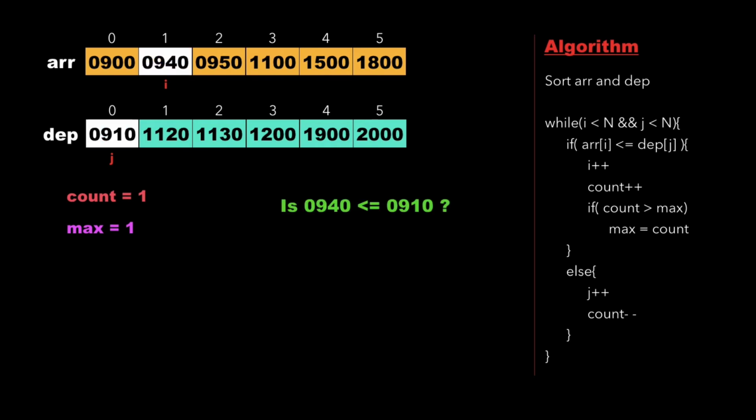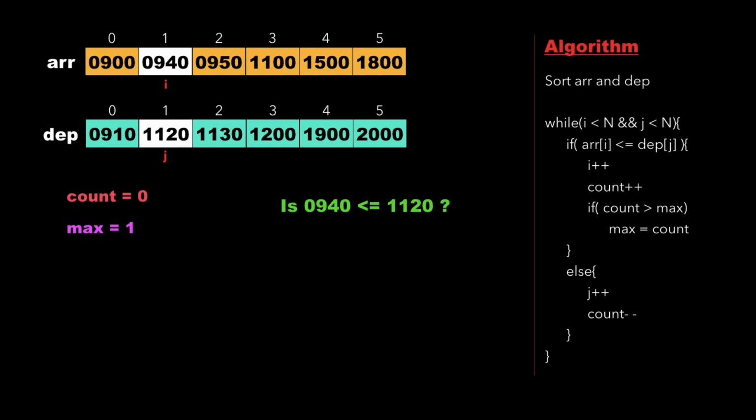That is, we check whether 9:40 is less than or equal to 9:10, and since it is not, we are in the else part and we increment j as well as decrement the count value. So the updated count value is 0. And again we check whether arrival of i is less than or equal to departure of j.